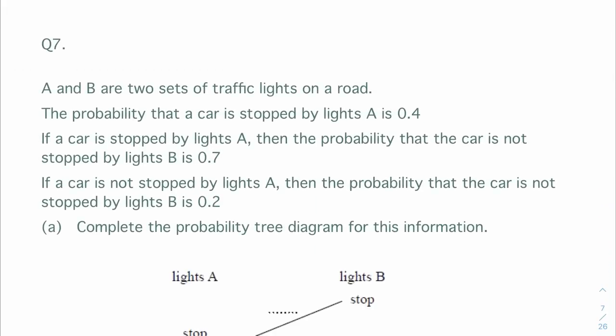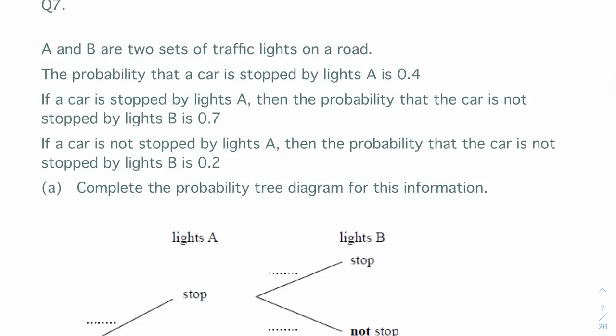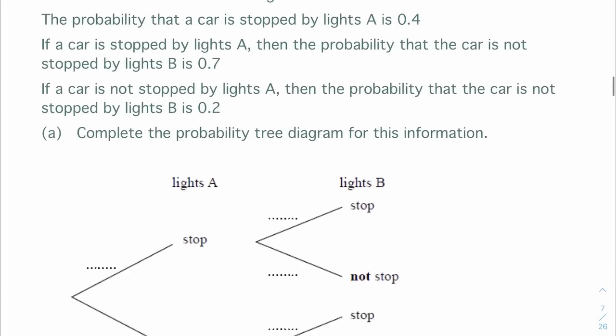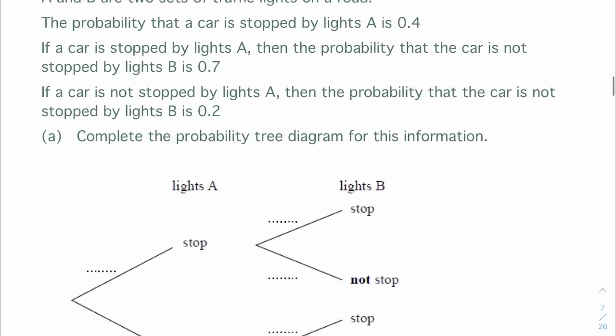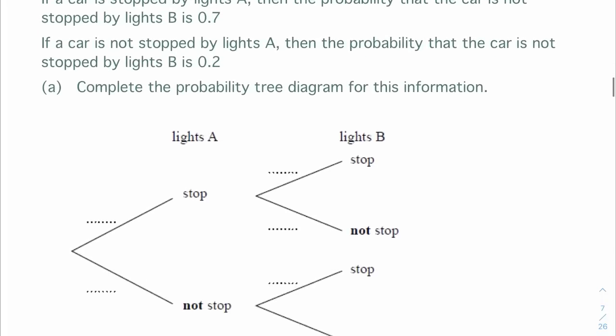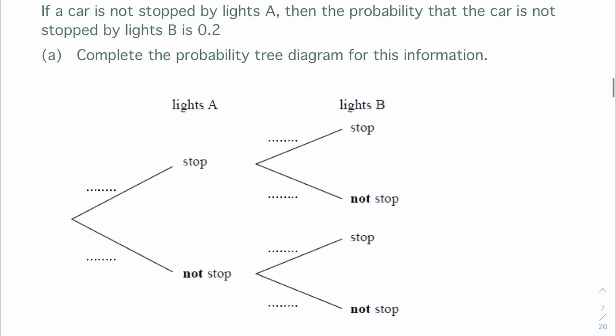Question 7. It says A and B are two sets of traffic lights on a road. The probability that a car is stopped by lights A is 0.4. And we've got some more information. Let's put that onto our diagram straight away. So stopped by lights A was 0.4. So lights A is this first branch. So that's 0.4 and this will be 0.6 as they have to add up to 1.